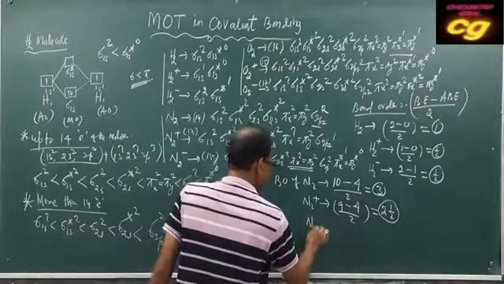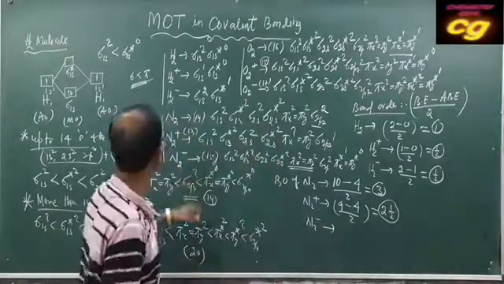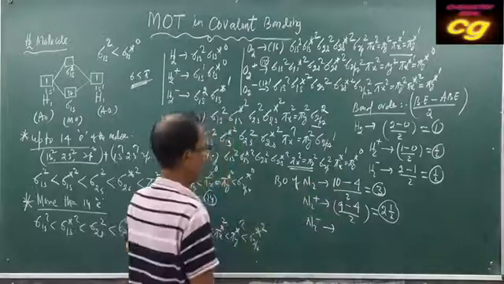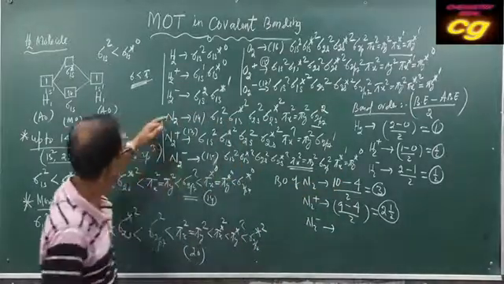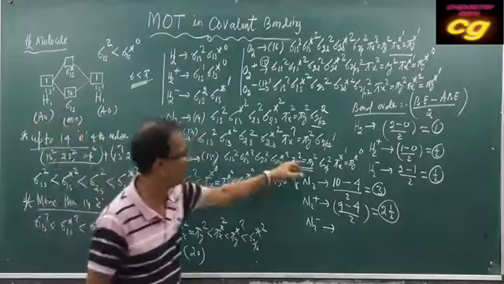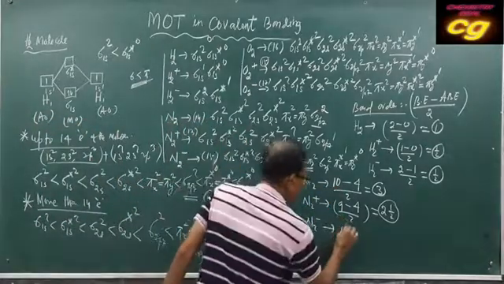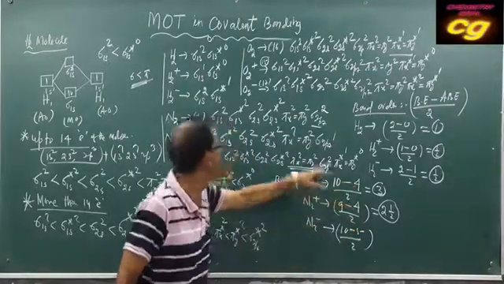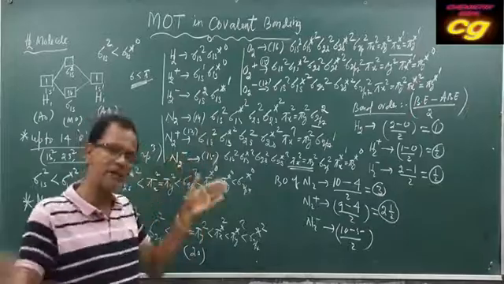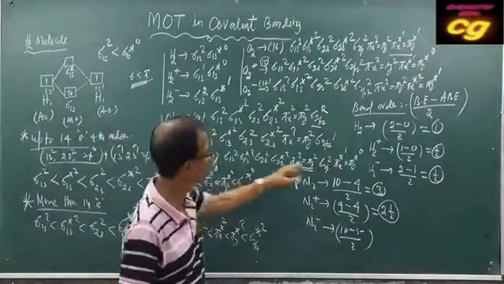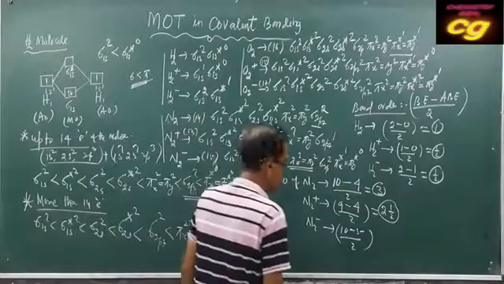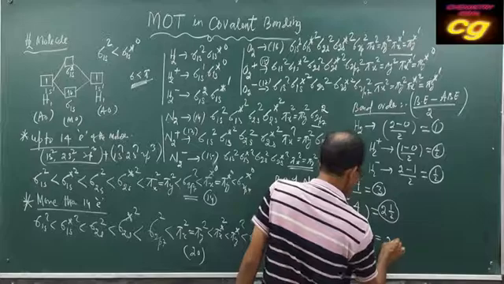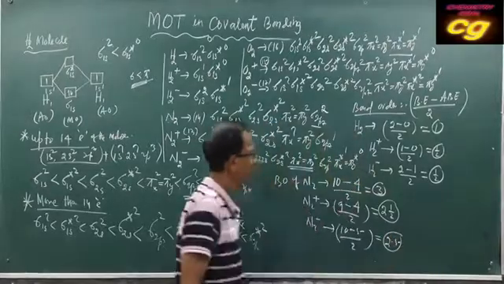N2 minus means, if you see, the last electron is present in antibonding. It is produced from N2, so the last electron goes to antibonding. Earlier there were 4 electrons in antibonding, as in N2, and in N2 minus 1 electron is added and it goes to antibonding. So it is 10 minus 5 by 2. That is also the same, 2.5.